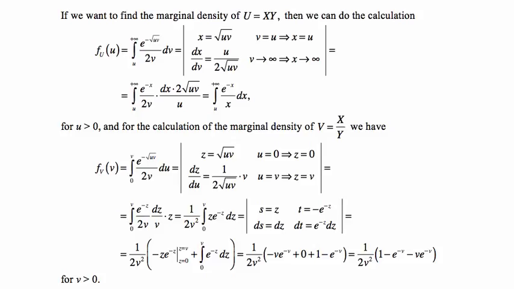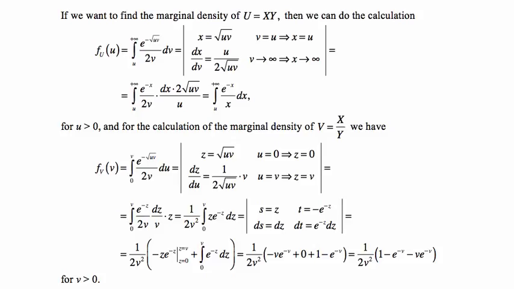But since v is bigger than u, that means that we do the integral from 0 to v of e to the minus square root of uv over 2v du. And then again we do a substitution. This time let's call it z equals square root of uv. Then dz over du is 1 over 2 square roots of uv times v. And when u is equal to v, z is equal to v. And when u is equal to 0, z is equal to 0.